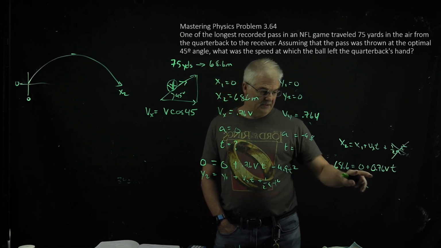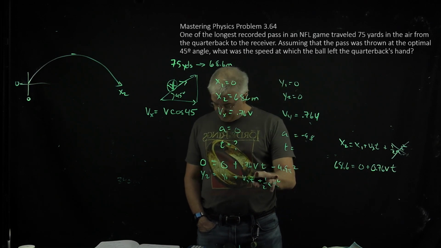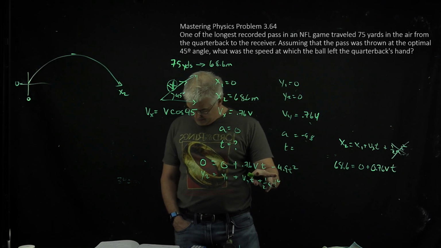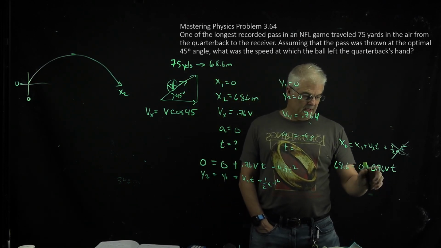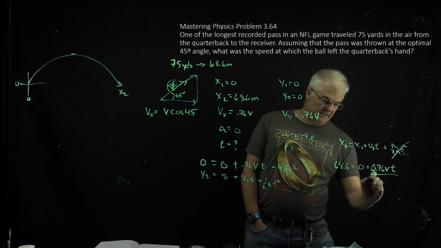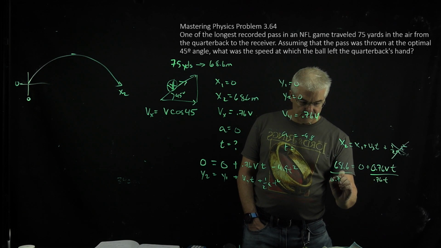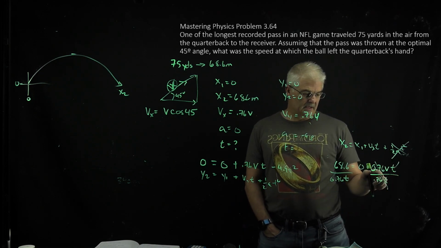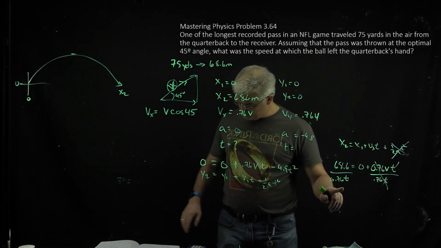So we have two equations that have the same two variables. If you figure this out mathematically, you can solve for each. In this case, I solve for v. Watch what I do. If I solve for v, I divide both sides by 0.76 t. The 0.76 cancels, and the t cancels. And so v is 68.6 over 0.76 t.